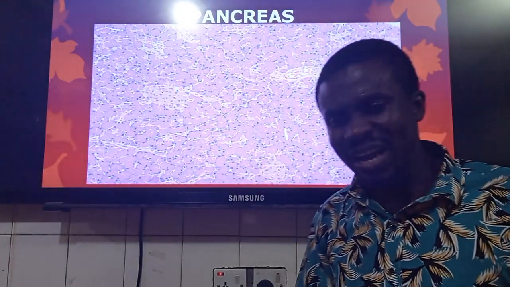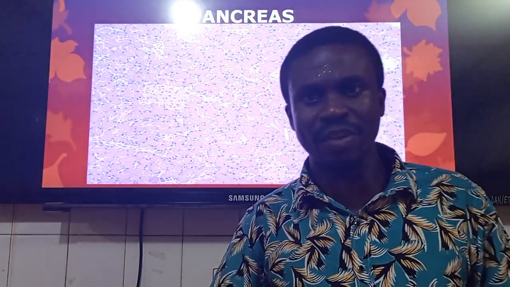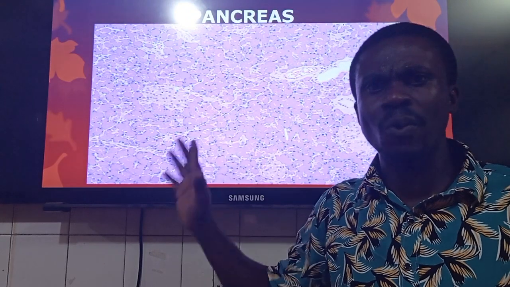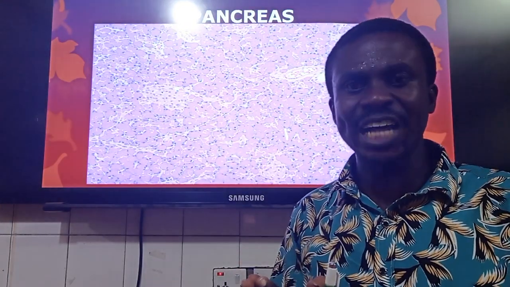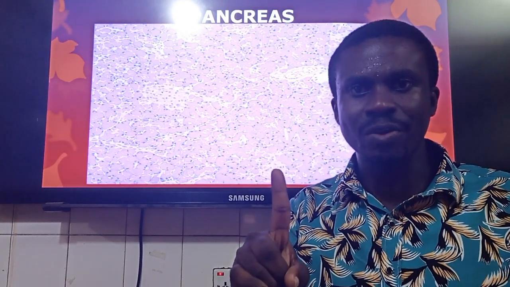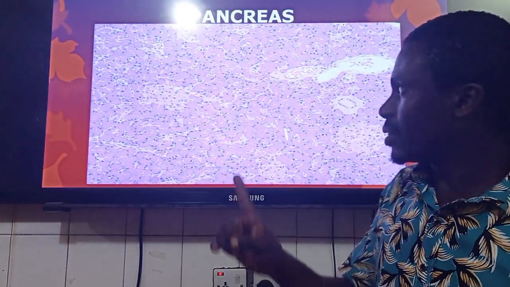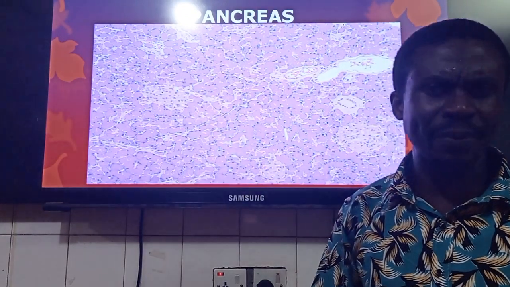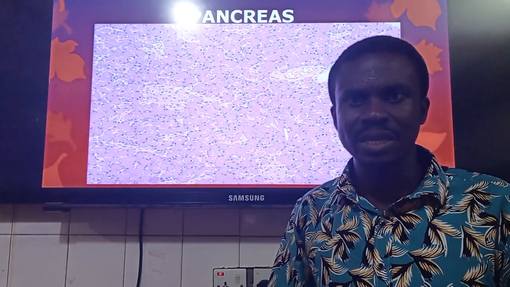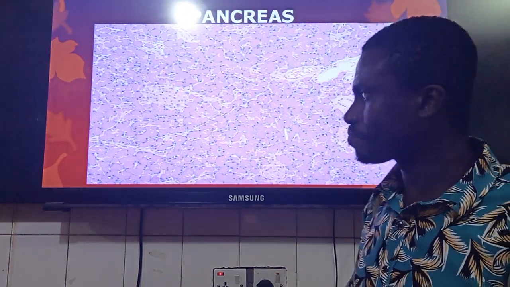Now, my friends, these ones are maximum at the tail of the pancreas. So this is what we call the islets of Langerhans. So the islet of Langerhans should be one of the distinguishing features that will help you separate the pancreas from, of course, the parotid gland, so that you can do the differential diagnosis over here.